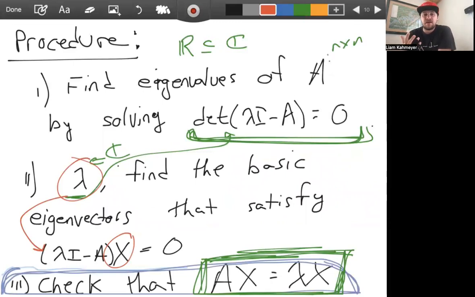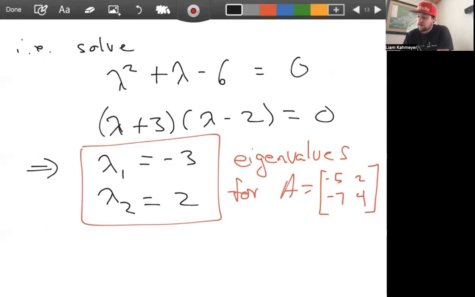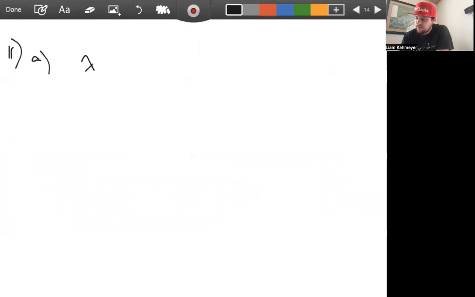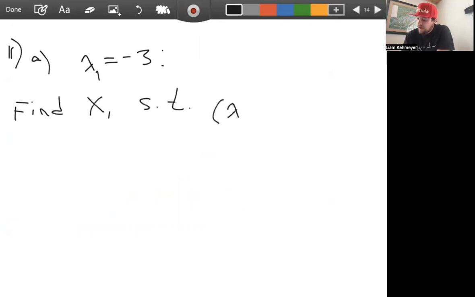Now we need to find the basic eigenvectors for each eigenvalue. This is step 2 of our procedure, and let's say step 2, part A, because we need to do step 2 for each eigenvalue. Let's start with lambda 1 equals -3. Then what are we solving? We want to find x1 such that lambda 1 I minus A times x1 equals 0.